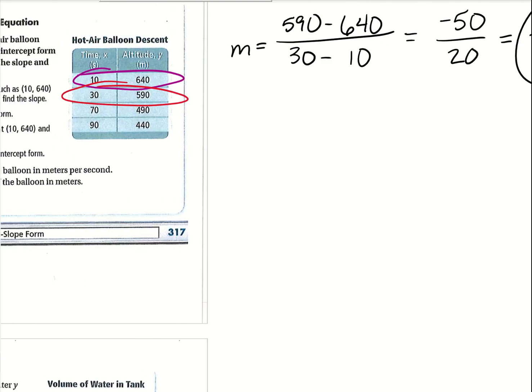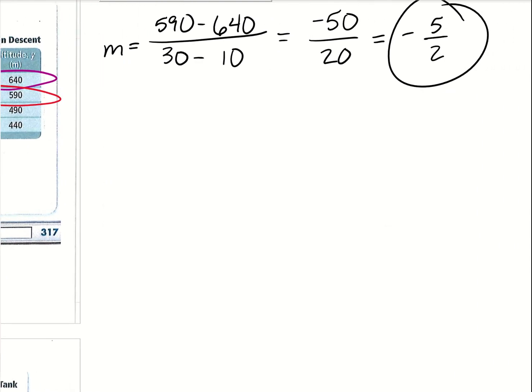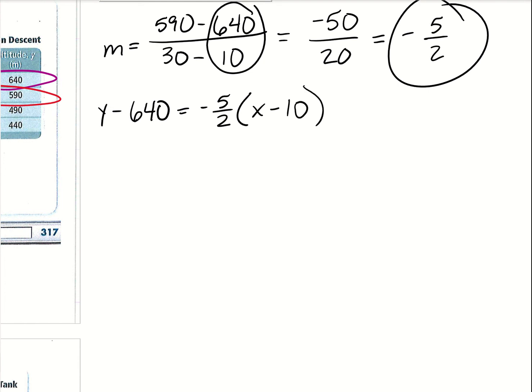Okay, and then we can go ahead and write an equation in point-slope form. So we have y minus y1. We can go ahead and use, let's go with this one. So 640. And then that equals m, which is negative 5 halves, times the quantity x minus x1, which was 10. All right. And there's our equation in point-slope form.